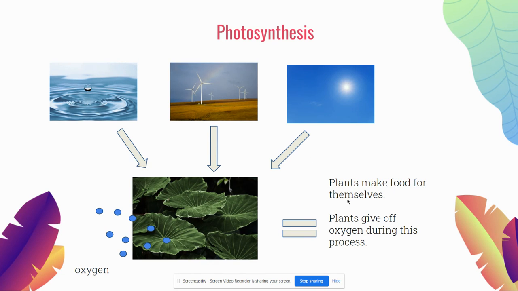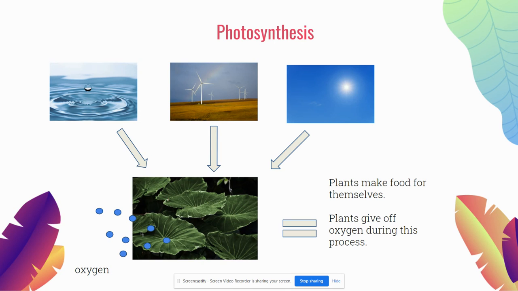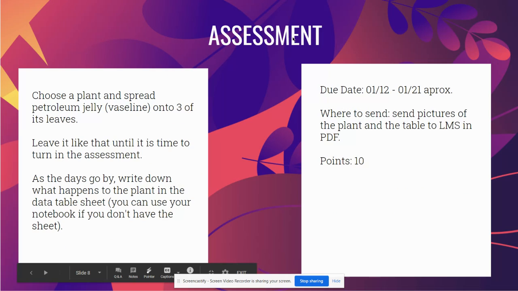Now, plants make their own foods, right? And when they do that, they give off oxygen during this process. You guys see these blue bubbles? Those are oxygens. So, when they are making their own food, they're giving off oxygen. And oxygen helps us because we need to breathe, right? So, plants help us breathe because they give us oxygen. And this is why photosynthesis is so, so important.